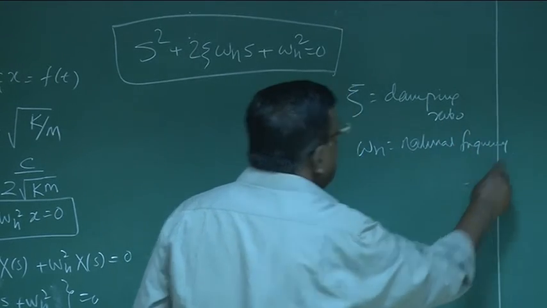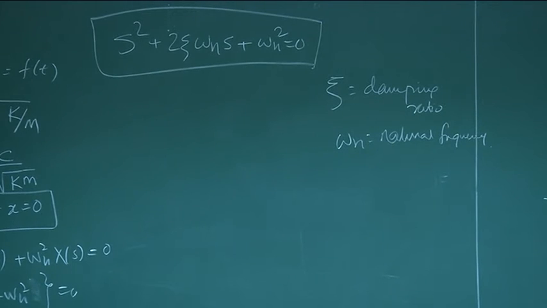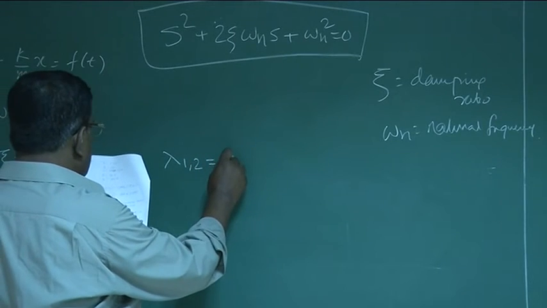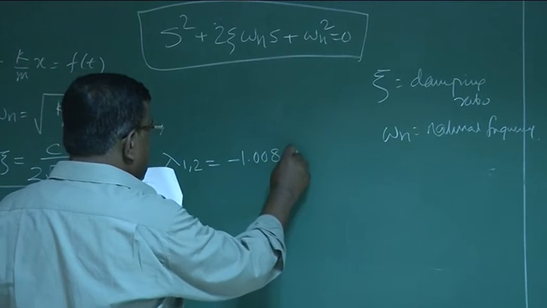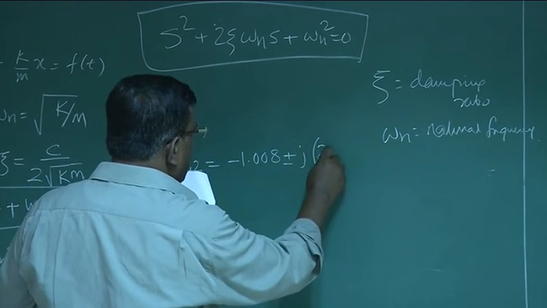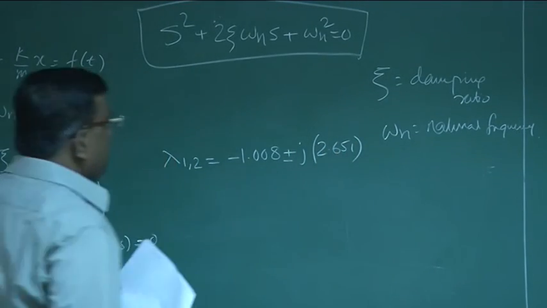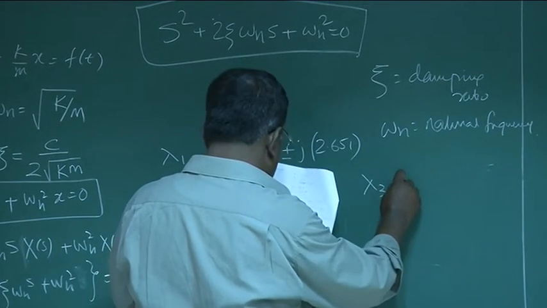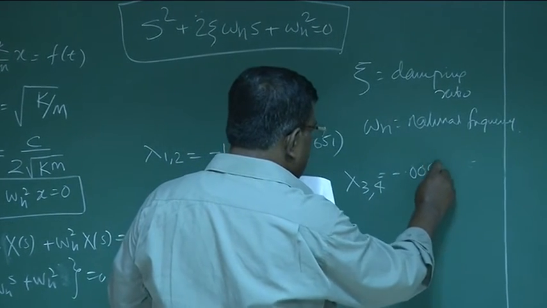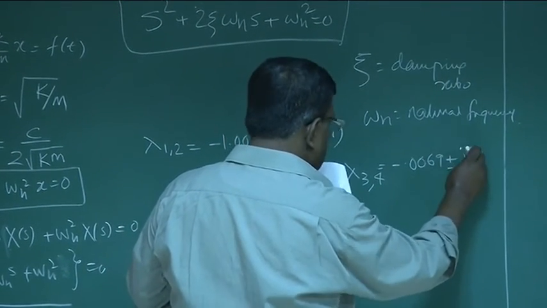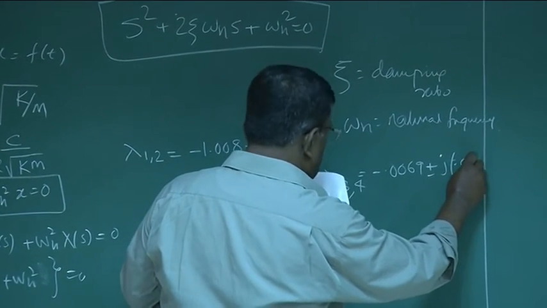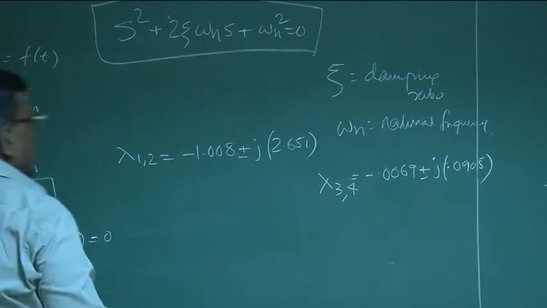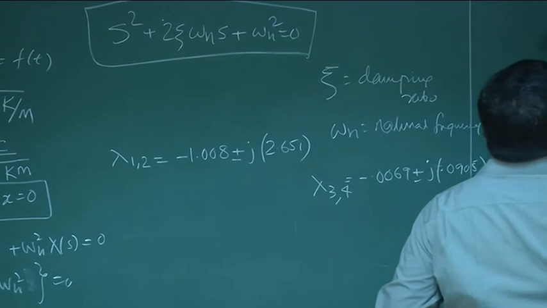Okay. Now we come back to our problem, where we got the roots as, say, one pair of roots lambda 1, 2 equal to minus 1.008 plus minus j 2.651, correct. Another pair, of course, lambda 3, 4 is equal to minus 0.0069 plus minus j into 0.0905. These roots can also be displayed graphically.